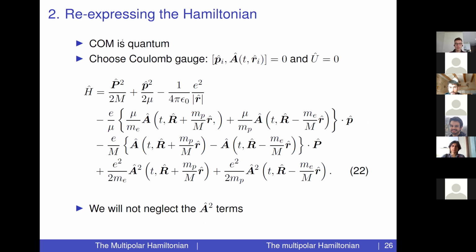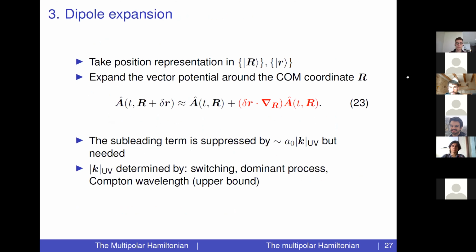With these new operators, we can now also choose a gauge, the Coulomb gauge. This will eliminate the scalar potential. We can write this now in this new form of operators. And importantly, we will not neglect here the A² term. So once we've done this, we can do our expansion.